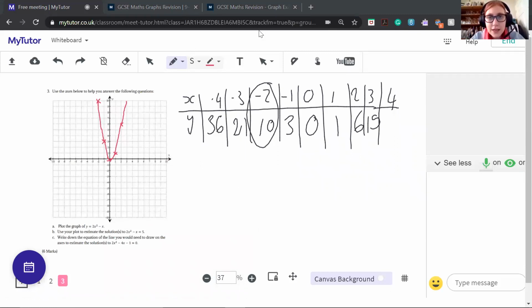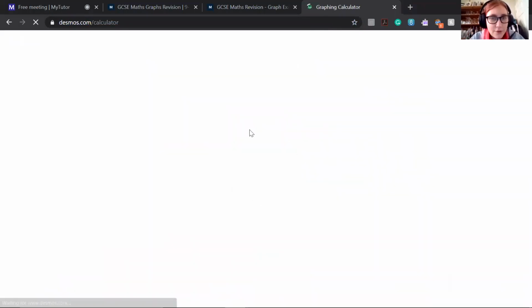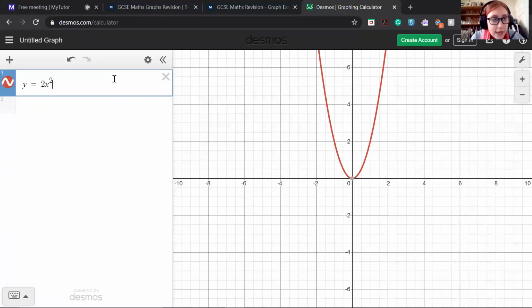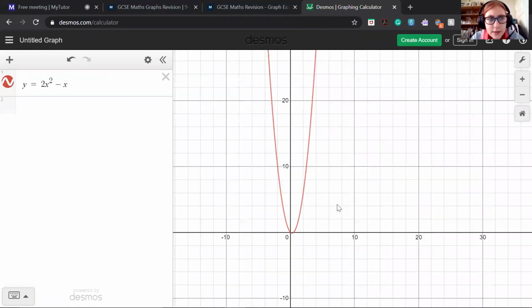So I'll show you what it looks like on Desmos. Should just keep this tab open really, shouldn't I? So y equals 2x squared minus x. So there we go. Yeah, it looks like this.